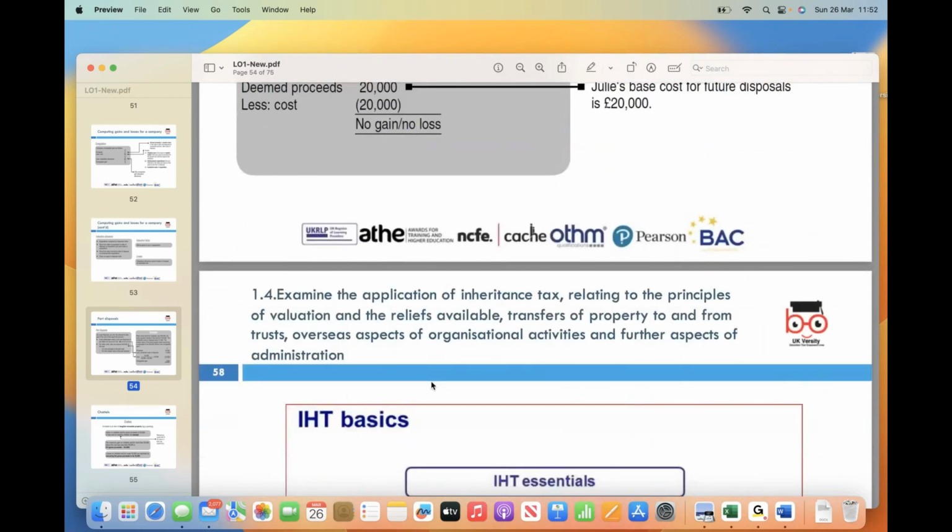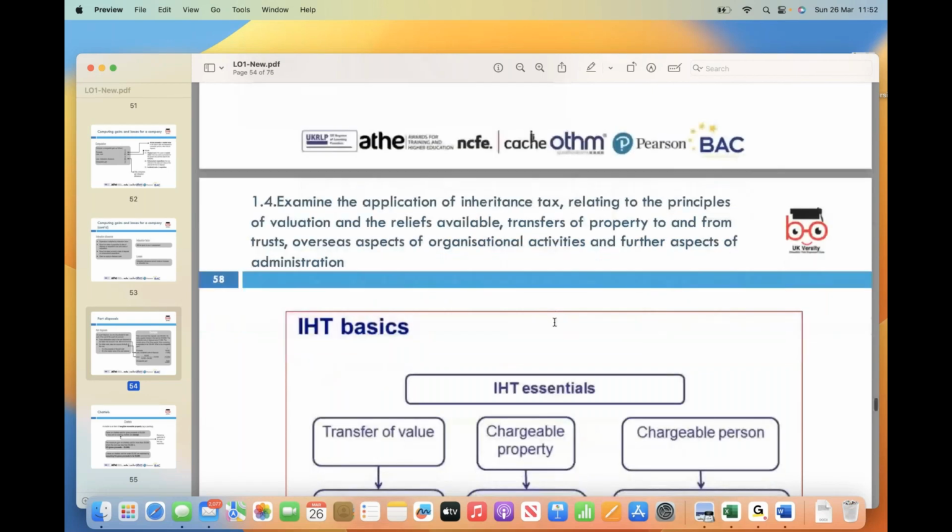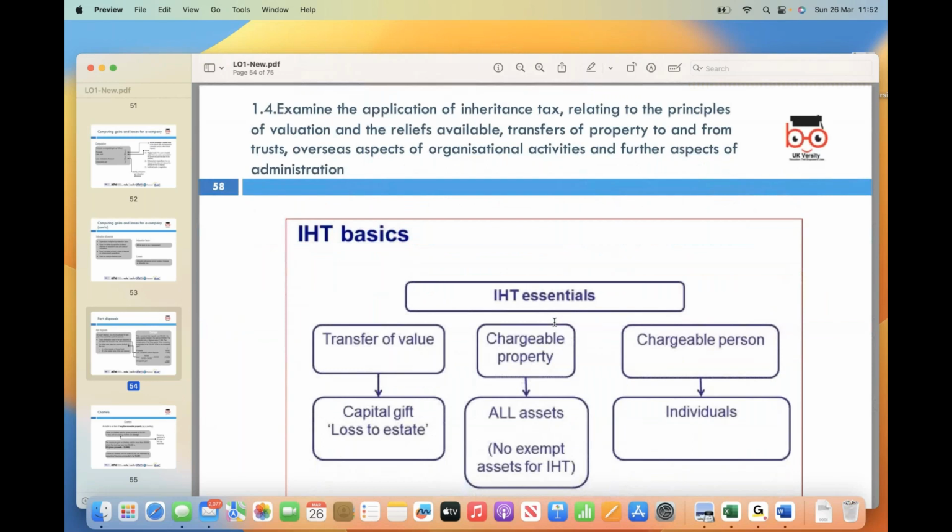So the next topic is the application of inheritance tax, relating to the principles of valuations and the reliefs available, transfers of property to and from trusts, overseas aspects, and further aspects of administration. As you know, inheritance tax applies when any property is transferred from someone else, such as your father or your family.